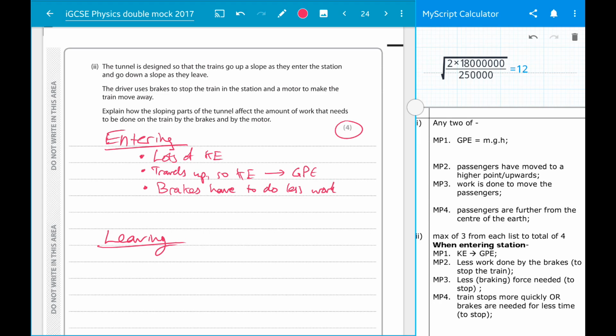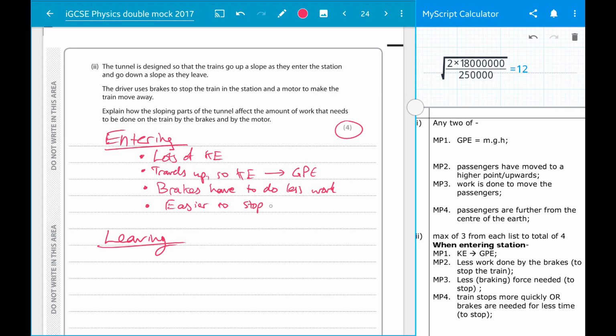Imagine you're on a bike and you're cycling towards a hill that's going upwards. As you just coast along, you'll end up stopping without even using your brakes. And that's what's going on here. The train goes upwards, so the brakes don't need to even go on. Or if they do go on, they don't have to go on for as long. They don't have to be used as much. So the brakes have to do much less work. And you could say easier to stop.